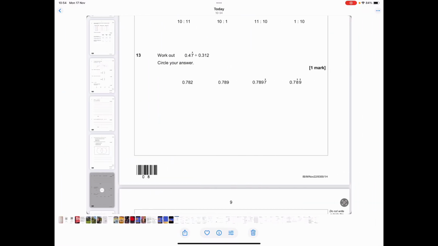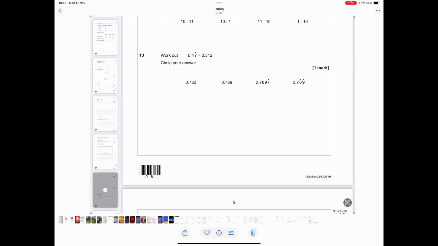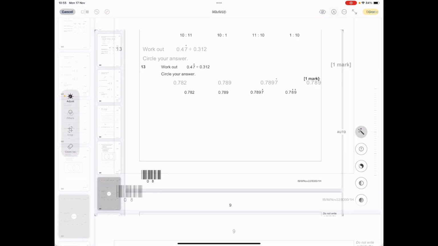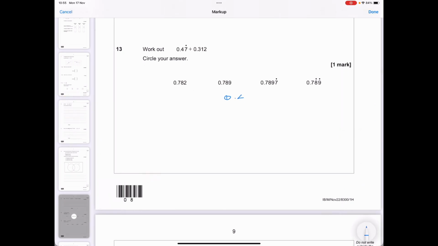Now, lastly, work out 0.47 recurring plus 0.312. So if we just write this down like this, it'd be 0.47777777 plus 0.312, and that gives us lots of 7s at the end. 0.789 recurring 7, and that is the only one that represents the same thing.